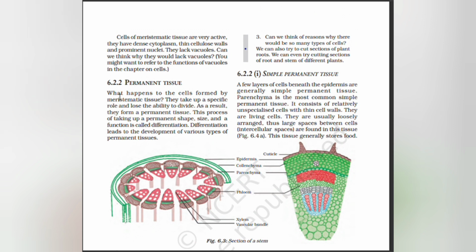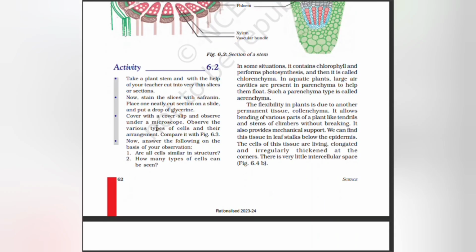Permanent tissue. What happens to the cells formed by meristematic tissue? They take up a specific role and lose the ability to divide. As a result, they form a permanent tissue. This process of taking up a permanent shape, size, and function is called differentiation. Differentiation leads to the development of various types of permanent tissues.